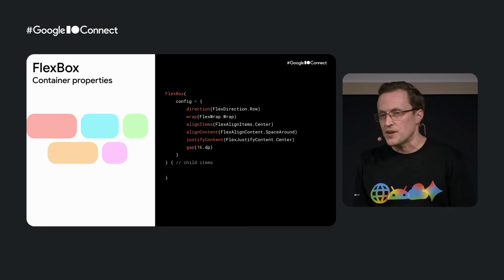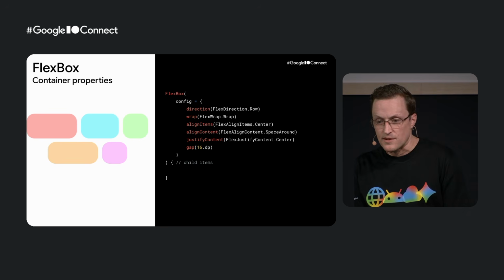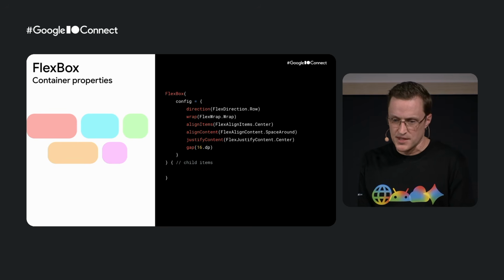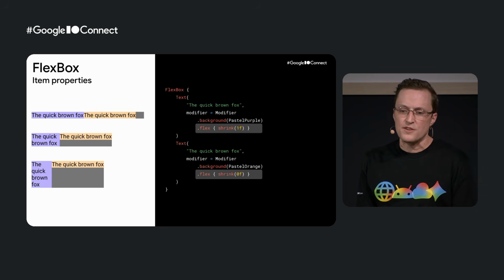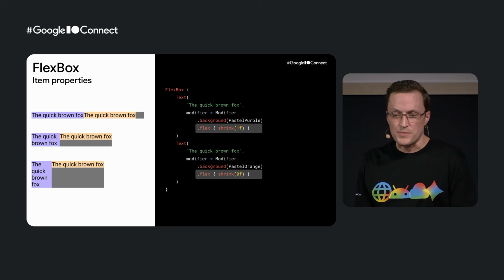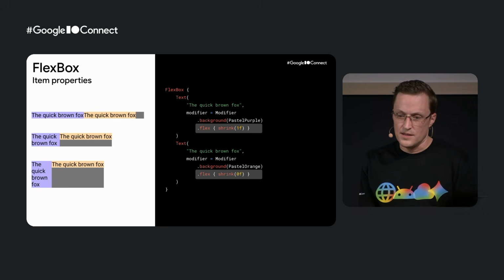To apply a configuration to a FlexBox, you just pass in the configuration lambda, like here. Direction, wrapping, alignment, these are just some of the many options for how you can configure the overall container. And you can use the flex modifier on individual items to control aspects, such as how they should grow or shrink, depending on the available space. Here, the text component on the left has shrinking enabled, but the one on the right has shrinking disabled.